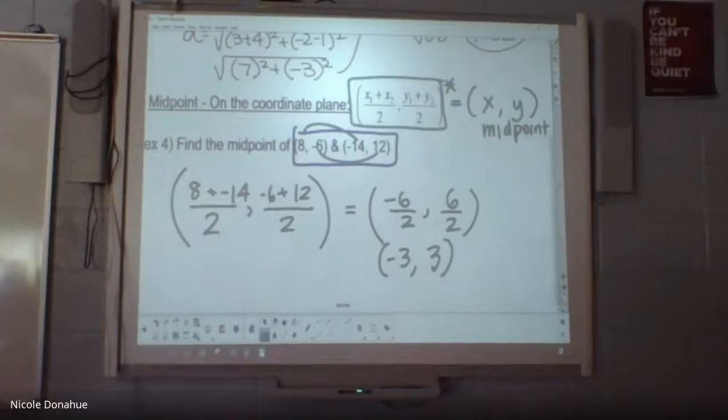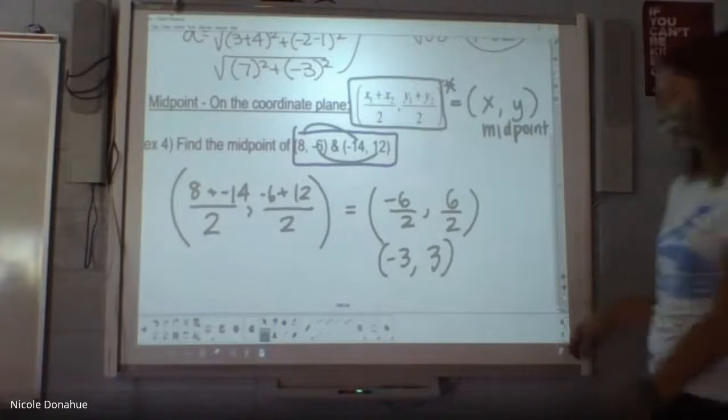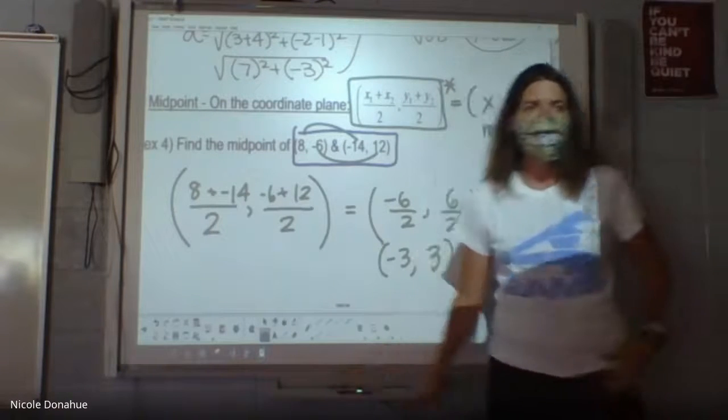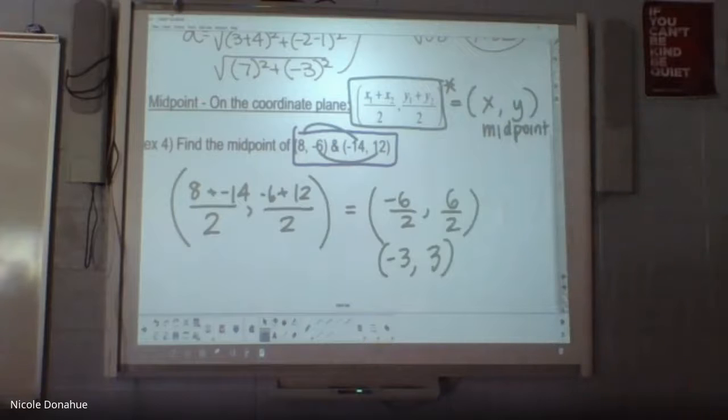That would be the middle point between those 2 points on a coordinate plane. Now, if you have graph paper, you could actually graph it and check it and see that that looks like the middle, but you don't need to. You can just use the midpoint formula. All right, questions at all?